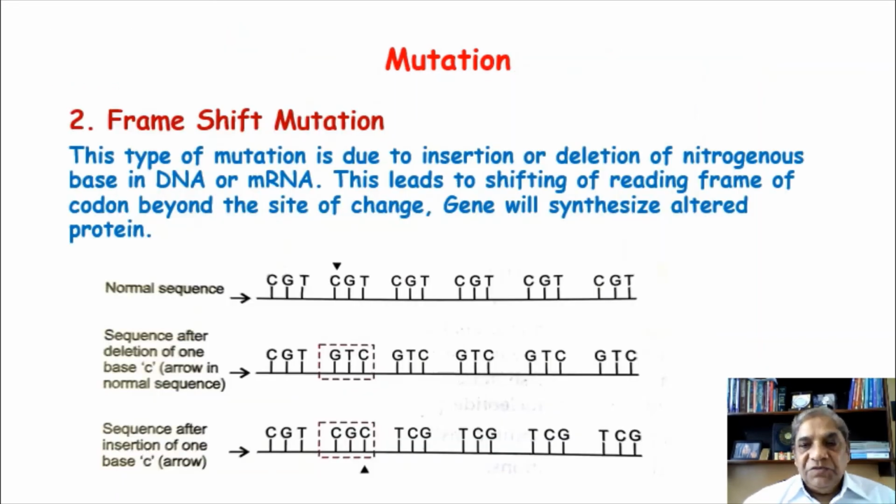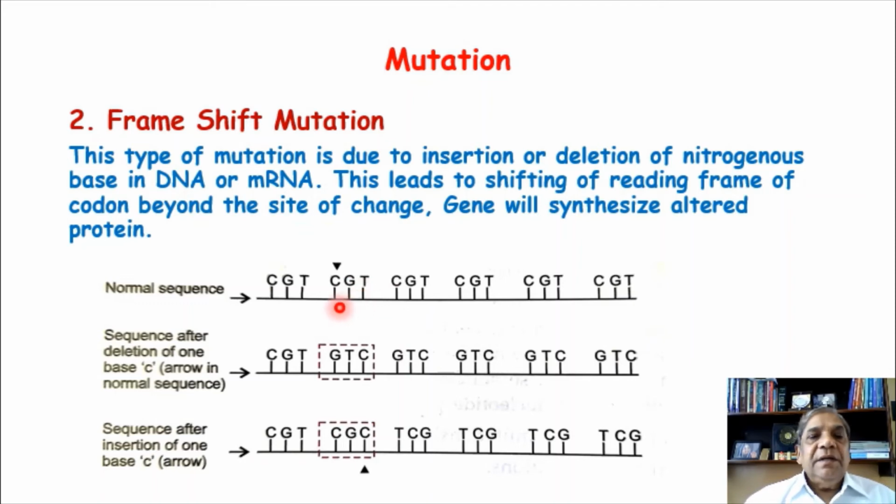Now we come to the second mutation, which is called the frame shift mutation. Now here there may be a deletion or there may be an addition, and because of this deletion and addition, it is not a substitution, where one thing is replaced and another thing was put in. It is not like that.